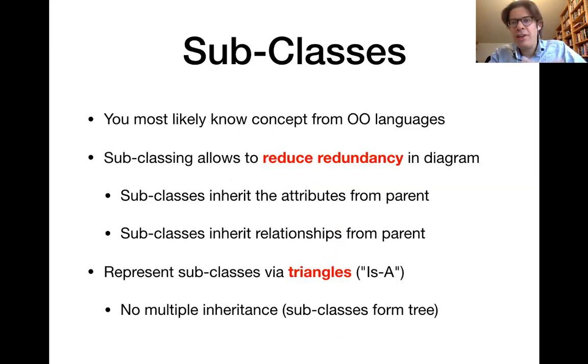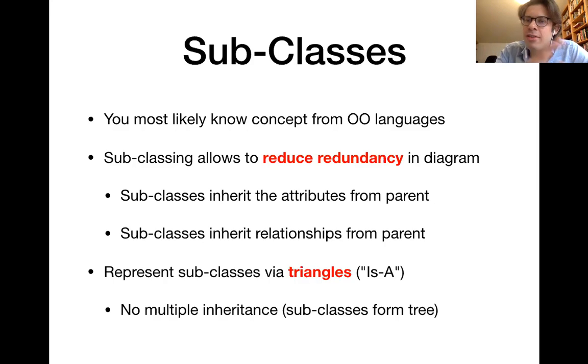So one feature that entity relationship diagrams allow us to model is subclasses, which is something that most of you might already be familiar with from object-oriented languages. And if you introduce subclasses in your diagram, you essentially reduce the amount of drawing that you need to do, because the subclasses automatically inherit certain things from the parent class, such as the attributes and also the relationships.